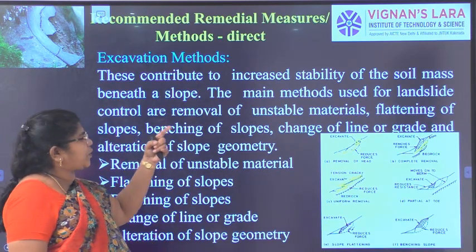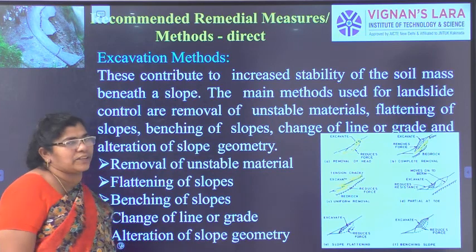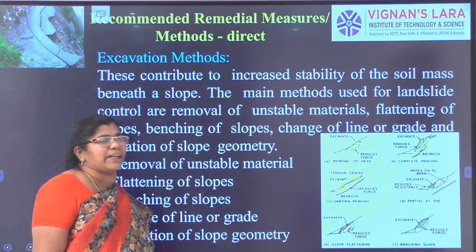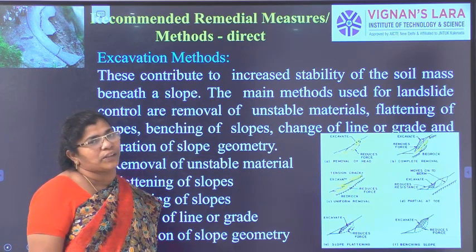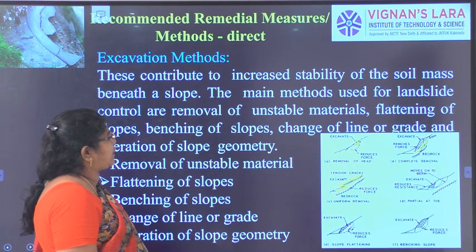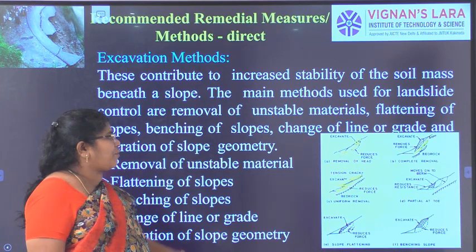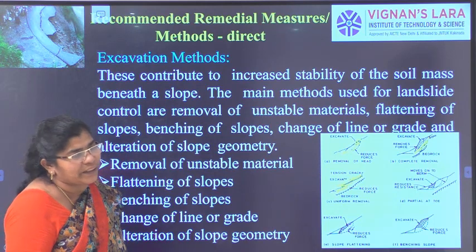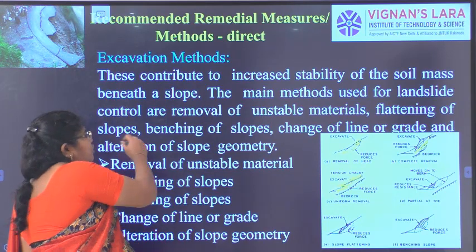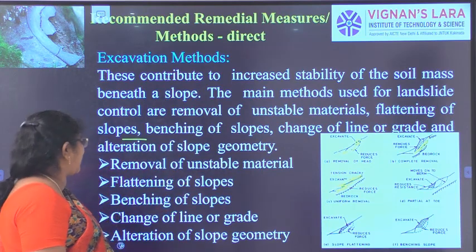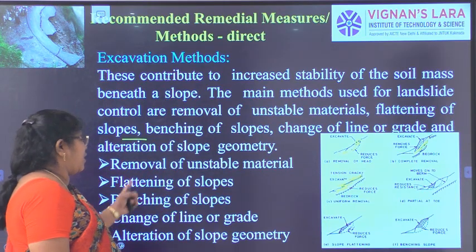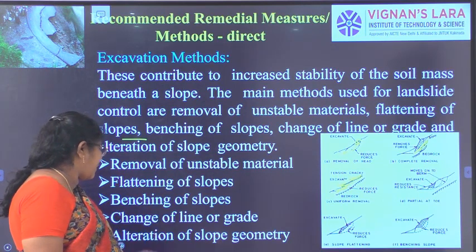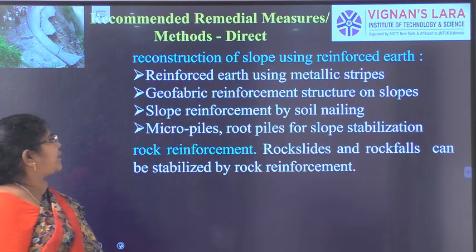So this contributes increased stability to the soil mass beneath the slope. Excavation, if it is not proper, leads to steeper slopes where the landslides are more. So we cannot go for more than 30 degrees excavation. And the main methods used for landslide control are removal of unstable materials. So mainly the excavation has to be followed by the removal of unstable materials, flattening of the slope, benching of slope, change of line or grade and alteration of the slope geometry.